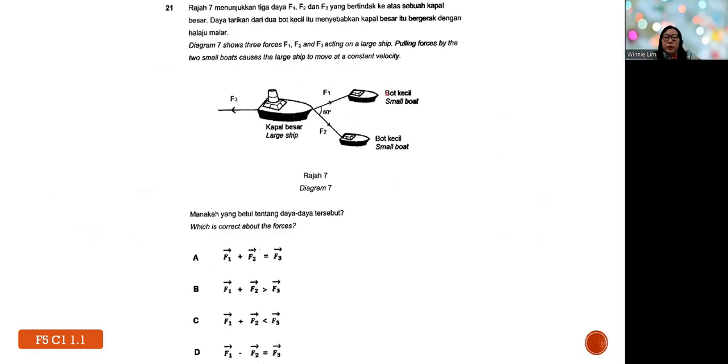Okay, diagram 7 shows 3 forces, F1, F2, and F3 acting on a large ship. Pulling forces by the 2 small boats cause the large ship to move at constant velocity. Which statement is true about these forces? The statement shows that they actually move at constant velocity. By right, these two are the pulling forces, F1 and F2. And F3 is actually the water resistance, or drag, opposing the direction of the pulling force.